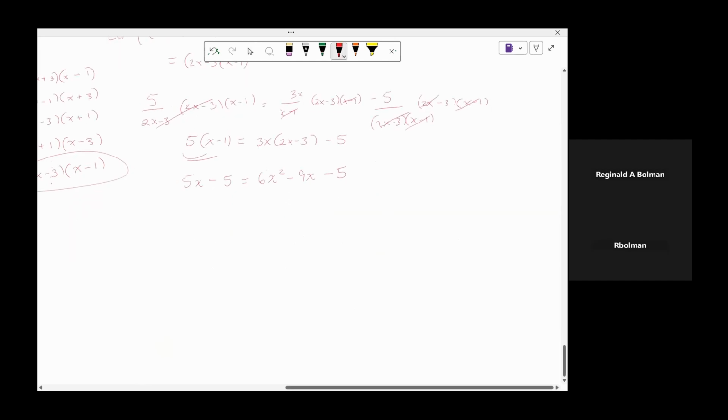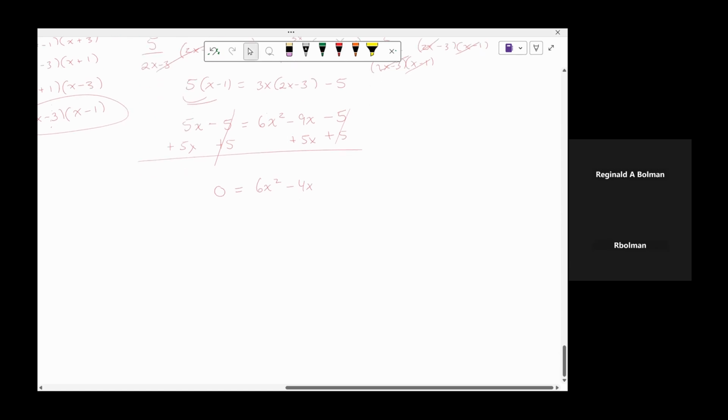All right, now hopefully we're going to get some nice answers at some point. I will add 5 column-wise to both sides. That's going to cancel out. I'll go ahead and add 5x column-wise to both sides. You're going to get 0 is equal to 6x squared minus 4x. By the GCF technique, we can definitely factor out a 2x. In this instance, 2 times 3 gives you 6, and x times x gives you 6x squared. So 2x times 3x minus 2, since 2 times 2 is 4, should be equal to 0.